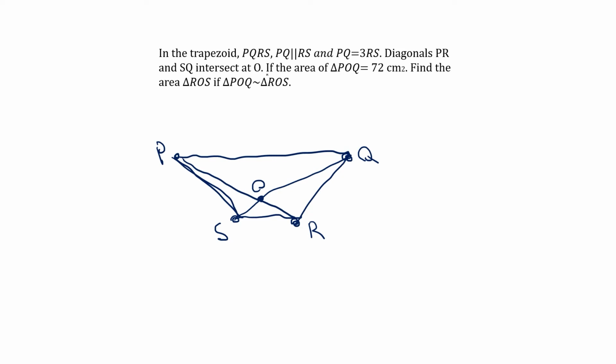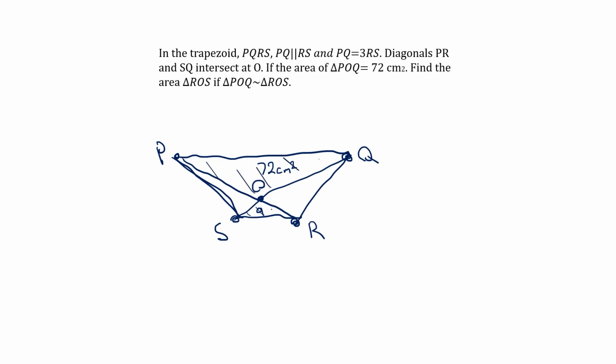Fun fact, I guess. If the area of POQ is 72 centimeters squared, find the area of, oh, this is written weird, but whatever. Find the area of ROS. So this is POQ, that's this triangle, and ROS is this much smaller one down here. We're going to look for A, its area. And then it says POQ is similar to ROS. So these triangles are similar.